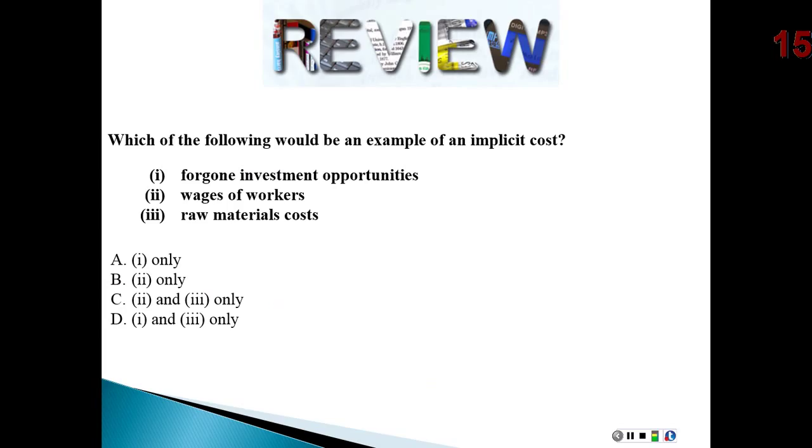Okay, let's do a couple more examples. Which of the following would be an example of an implicit cost? Foregone investment opportunities, number 1, that clearly would be. Wages to workers, number 2, it would not be considered one. So we can automatically eliminate B and C because wages to workers would be an explicit cost. And then 3, raw material costs, that too would be an explicit cost, and so we can eliminate D. So the answer has to be A, 1 only, right? Foregone investment opportunities.